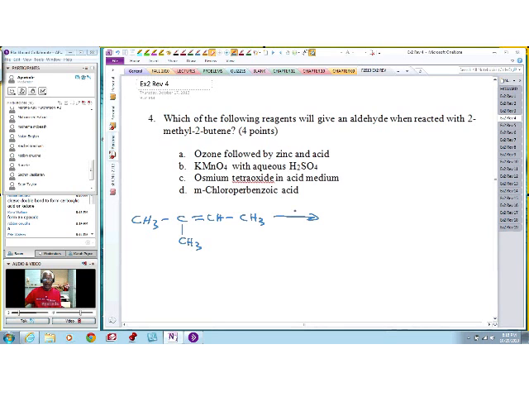I use now reagent number 2, which is potassium permanganate in sulfuric acid. What will be the product? Anybody has an idea? Just tell me whether it's going to be ketone, carboxylic acid, or aldehyde. And then tell me which carbon will become the ketone or carboxylic acid.